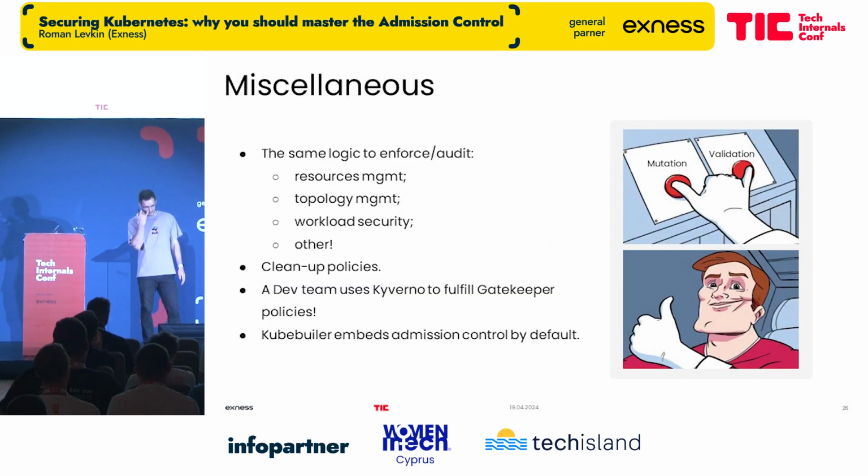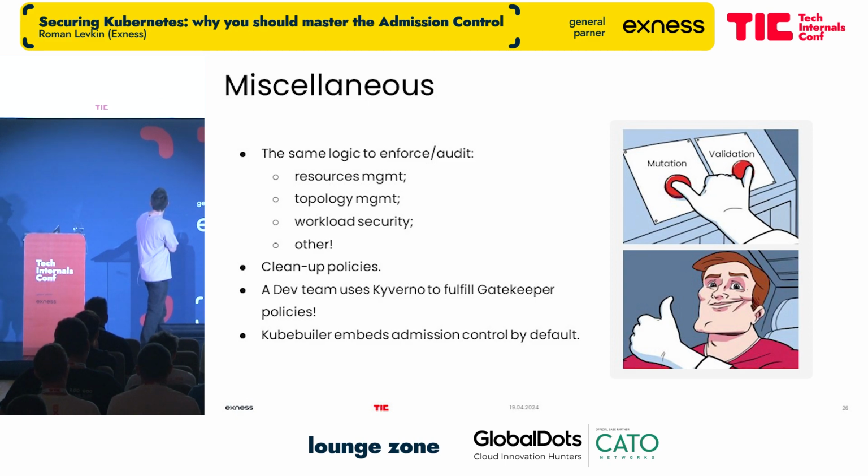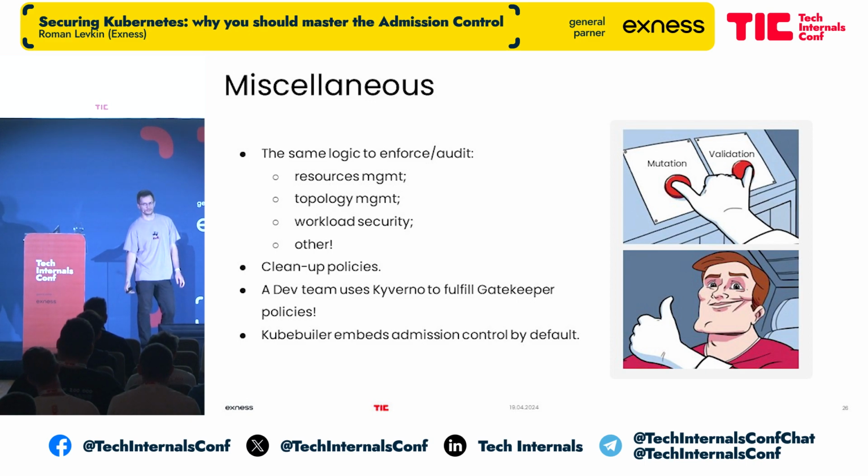A couple of miscellaneous thoughts. We saw how we can use admission controls and policy engine to generate different resources. The same logic can be used for cleanup. For example, if you had orphaned config maps or secrets that are not used for a while by any pods, probably it is a good idea to remove them.